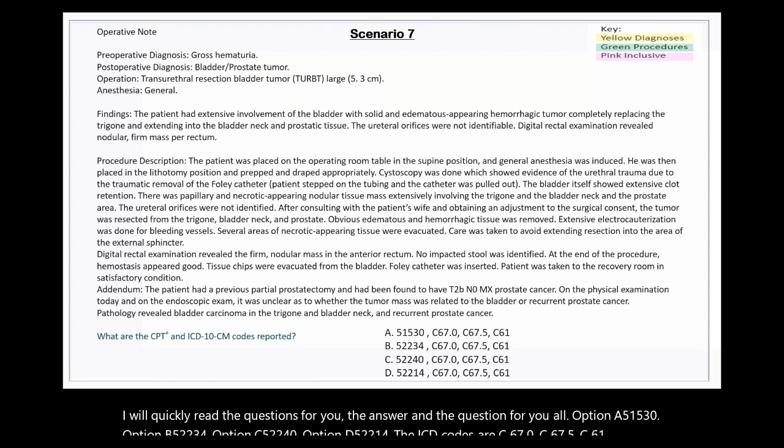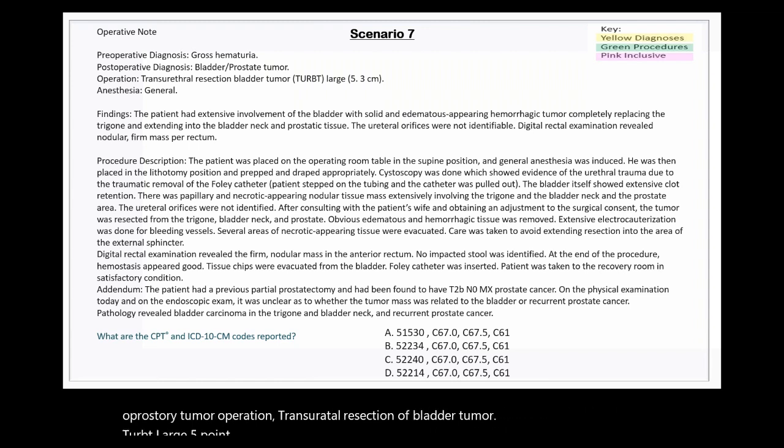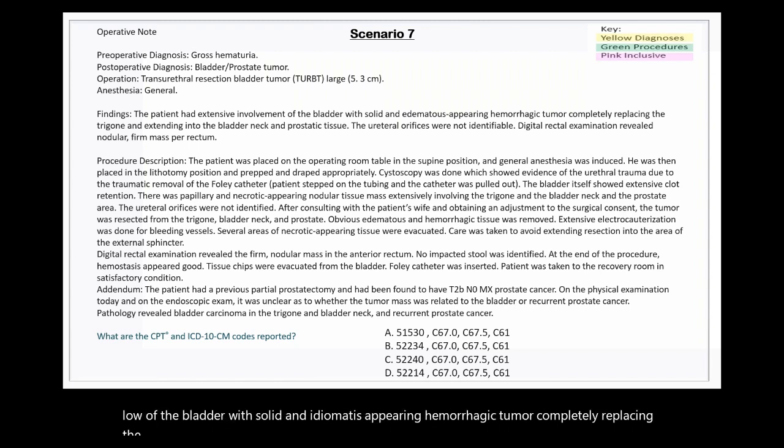Operation note: preoperative diagnosis, gross hematuria; postoperative diagnosis, bladder or prostate tumor; operation transurethral resection of bladder tumor, TURBT, large, 5.3 centimeter, anesthesia general. Findings: patient had an extensive involvement of the bladder with solid and edematous appearing hemorrhagic tumor completely replacing the trigone and extending into the bladder neck and the prostatic tissue. Ureteral orifices were not identifiable. Digital rectal examination revealed nodular firm mass per rectum.